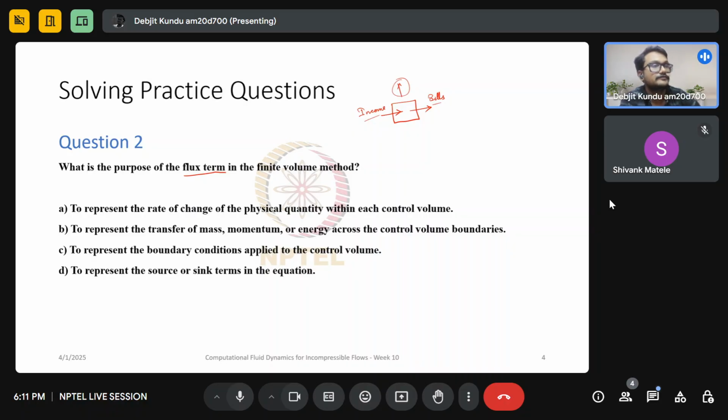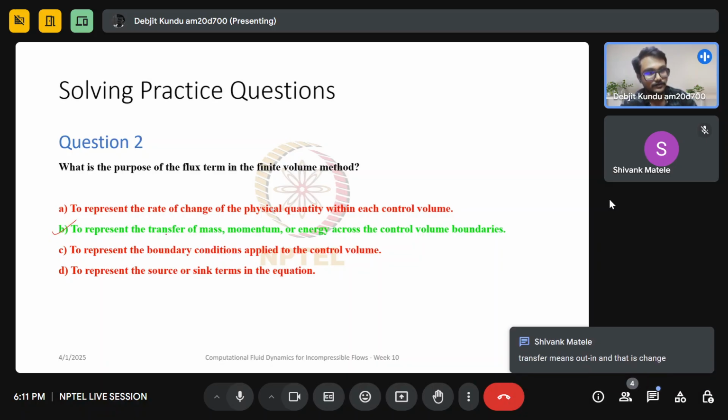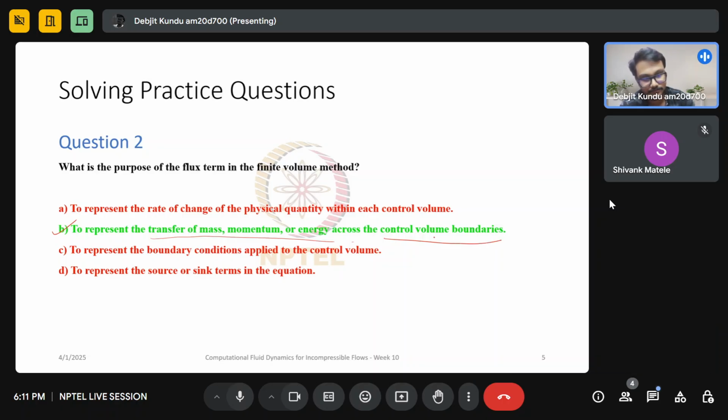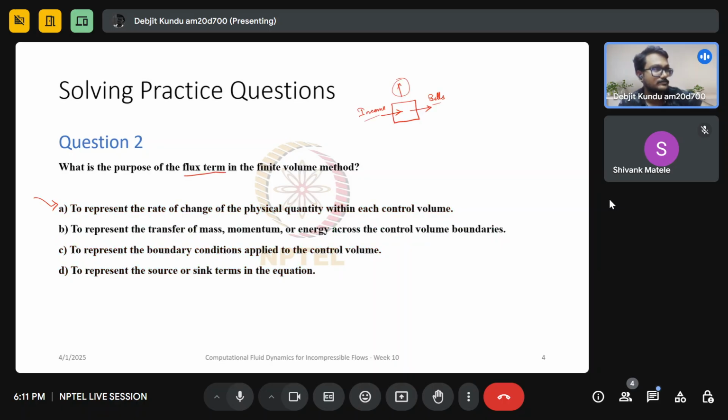Okay, so we have a response in favor of option A. That is, the purpose of the flux term is to represent the rate of change of the physical quantity within each control volume. Let's take a look at the solution. It's not that; it's the transfer of mass, momentum, or energy across the control volume boundaries. Transfer means out and in, and that is not change. So this is where I guess you have a misconception.